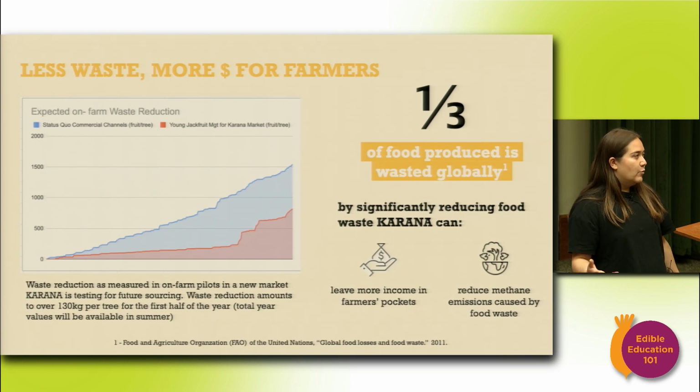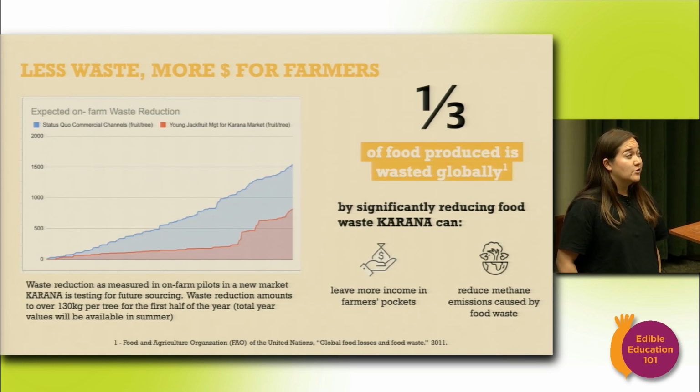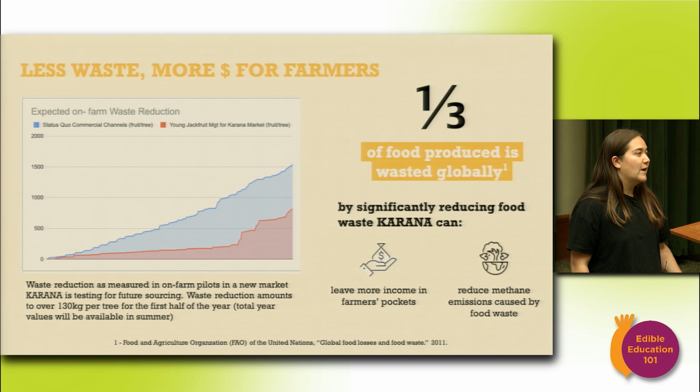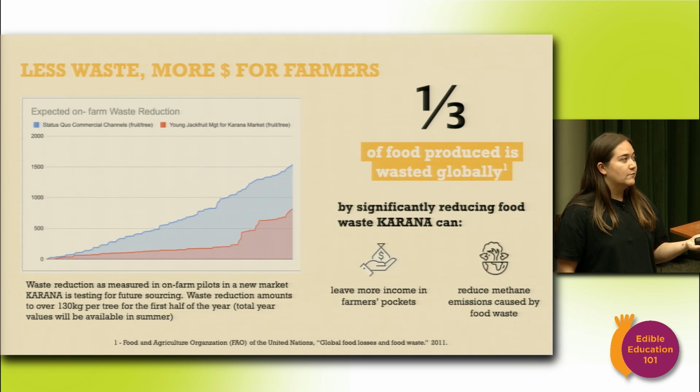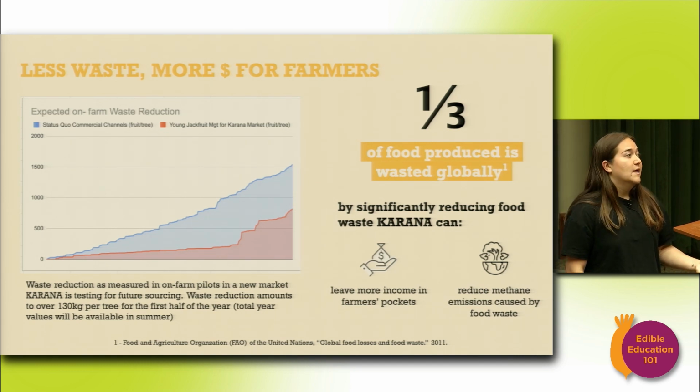From an environmental standpoint, we also see a lot of waste reduction when we were working with farmers in this pilot study in a new geography. About a third of food produced is wasted globally. This is probably a statistic you've seen. But by so significantly reducing waste, we can leave more income in farmers' pockets because there's more that they're able to sell. And it also potentially reduces methane emissions caused by food waste on their farms, which we're very excited about.